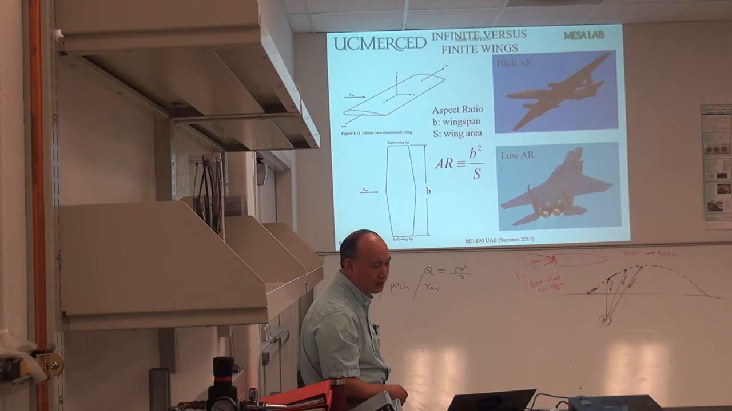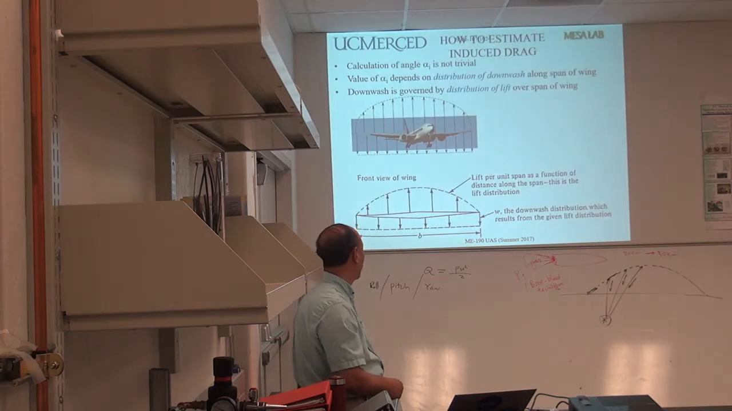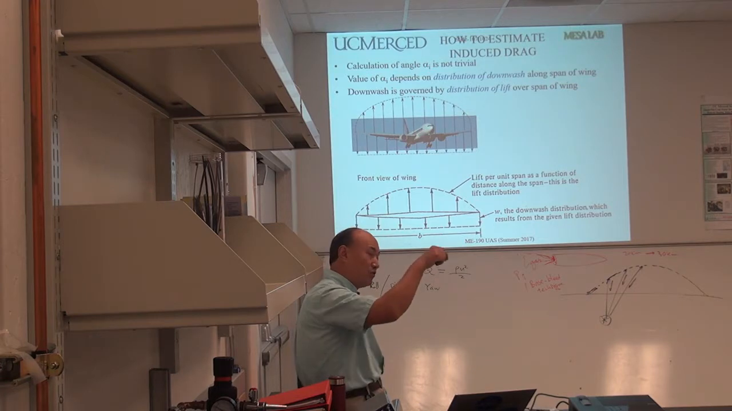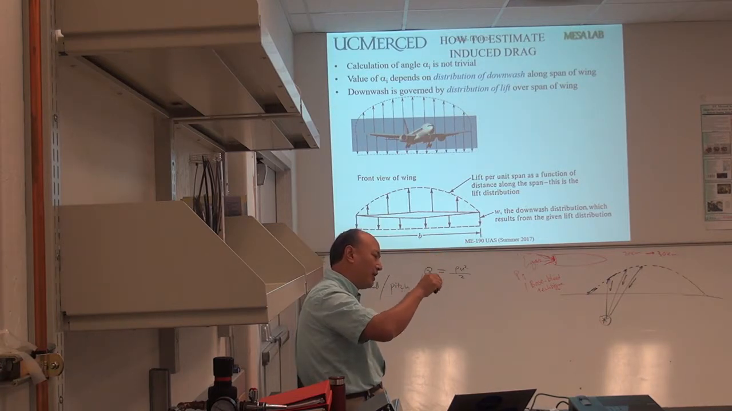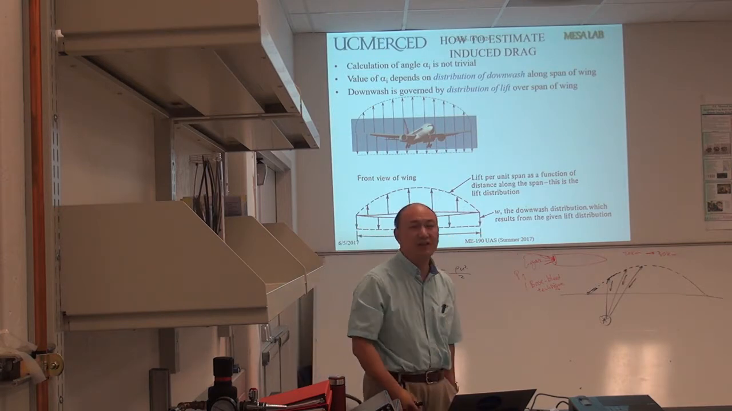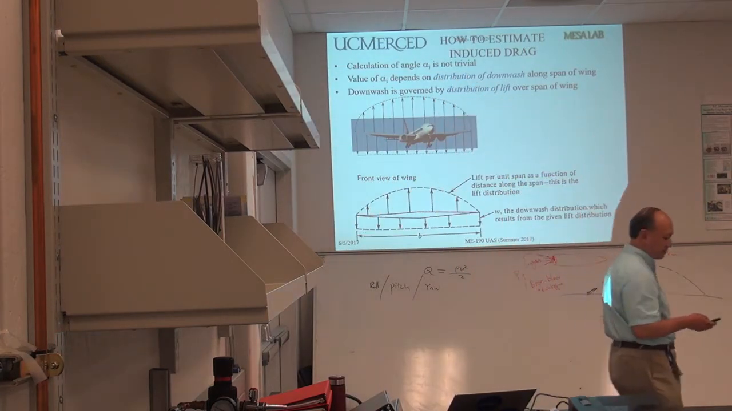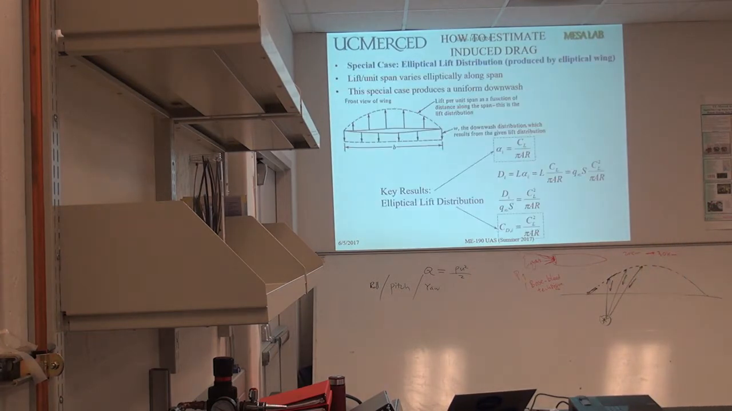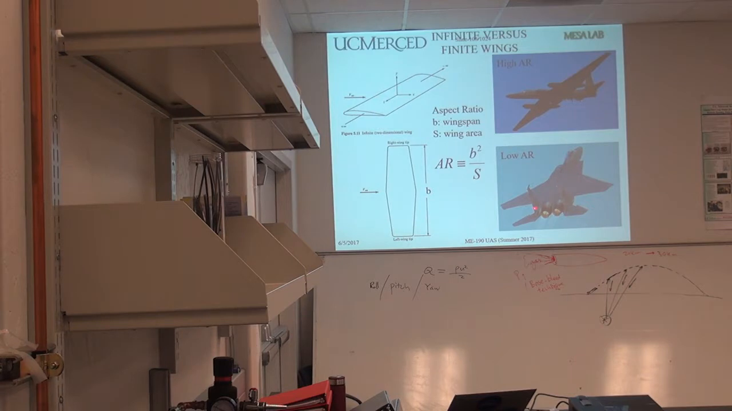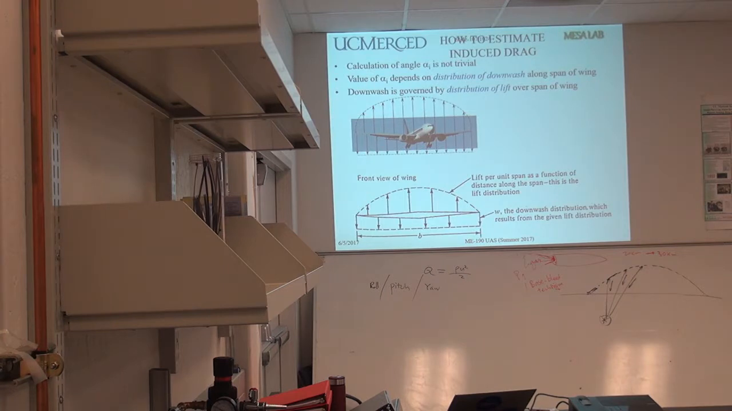Next is how to estimate the induced drag. Calculation of the angle of attack induced by the downwash is not that easy, so it depends on the distribution. Let me quickly go through some of these slides for you. Basically we want to explain why high-speed fighter jets use very thin, low aspect ratio wings, versus a high aspect ratio. That is explainable by the induced drag distribution of the downwash.